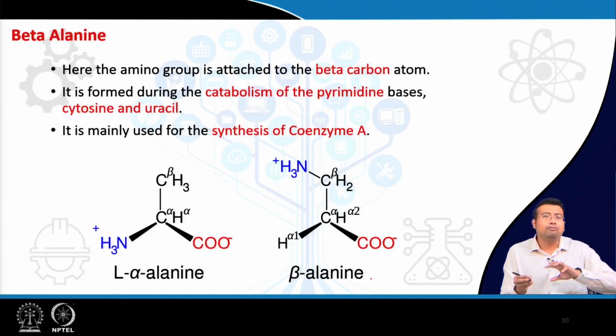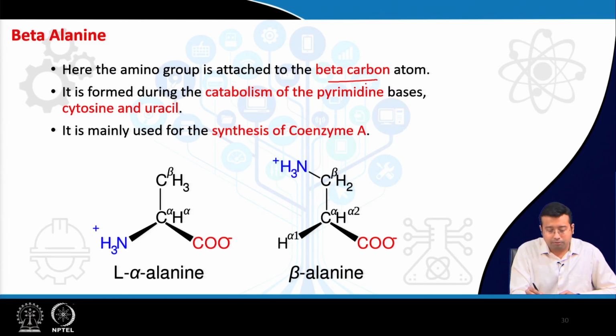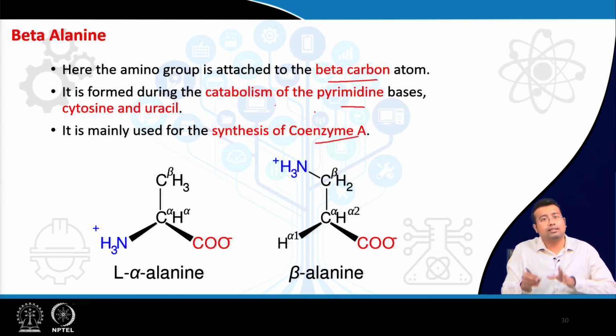Now, there is a variant of alanine, beta alanine, where the amino group is attached to the beta carbon. It is important in metabolism of pyrimidine and synthesis of coenzyme A, but we are mentioning it now because we are discussing alanine. So, this is the variant of alanine. You can see this is the structure of L-alanine normally, where the amino group is attached to the alpha carbon, and here it is attached to the beta carbon.